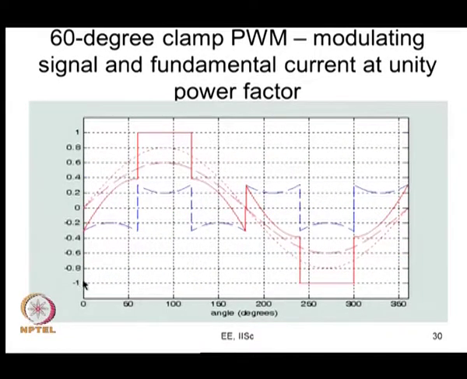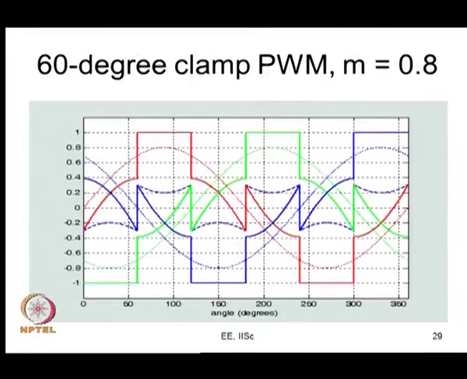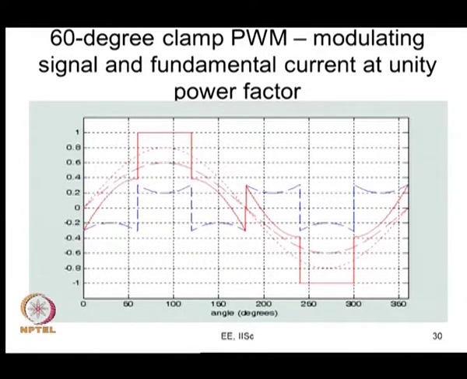So, now let us take one case. What is this? 60 degree clamp PWM again. Here we had all the 3 modulating signals before. It is easier if we look at just one modulating signal, that is the R phase modulating signal. So, what is this? Actually there are many things, so let me explain it a little clearly. This is the original R phase sinusoid. You see that something of amplitude 0.8. This is the original R phase sinusoid.